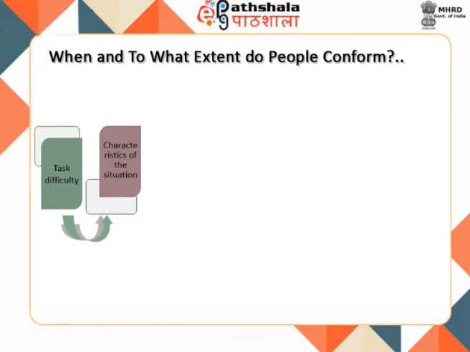Characteristics of the situation also determine conformity. People are more likely to conform in ambiguous situations where they are unclear about how they should respond. Cultural differences also play a role. Researchers have found that people from collectivist cultures are more likely to conform.